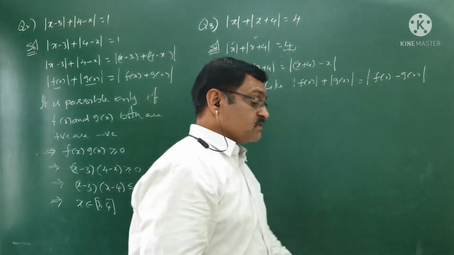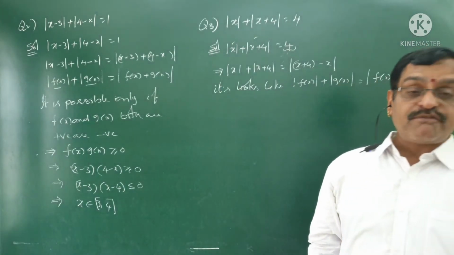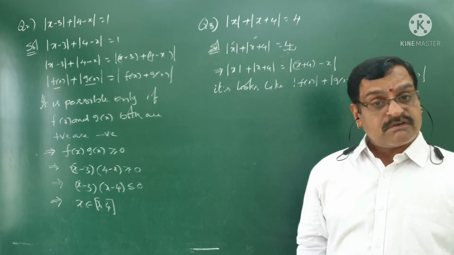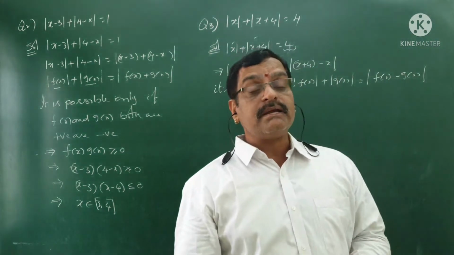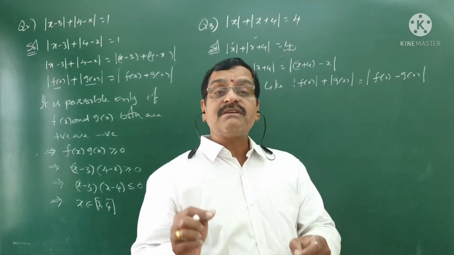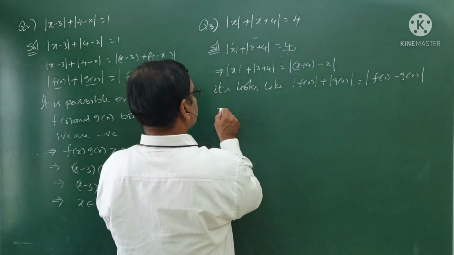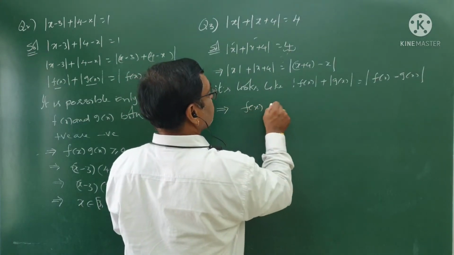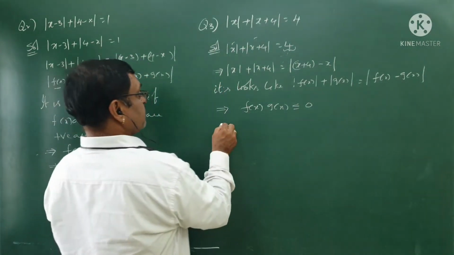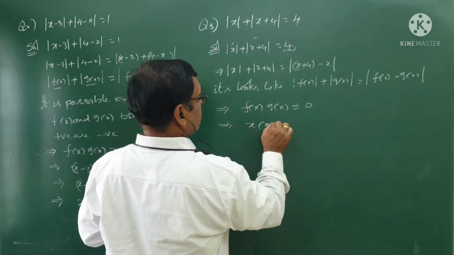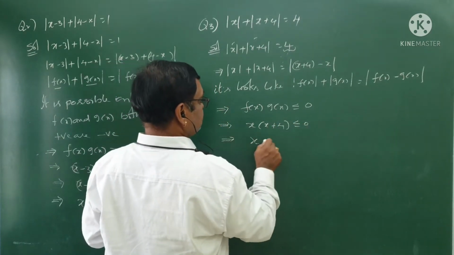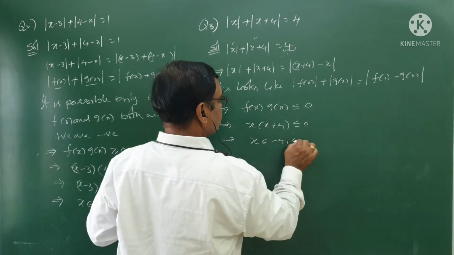When one is positive, the other is negative. That means if f of x is positive, g of x must be negative, or if f of x is negative, g of x must be positive. Or indirectly, the product of f of x and g of x must be negative, that means less than or equal to 0. So what is my f of x here? Very simple: x times x plus 4 is less than or equal to 0. Now it is very simple. x belongs to minus 4 to 0.